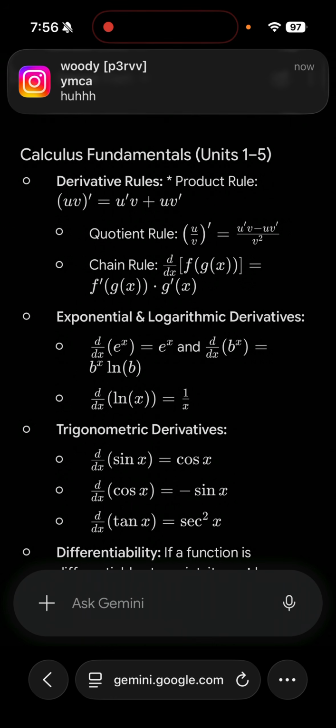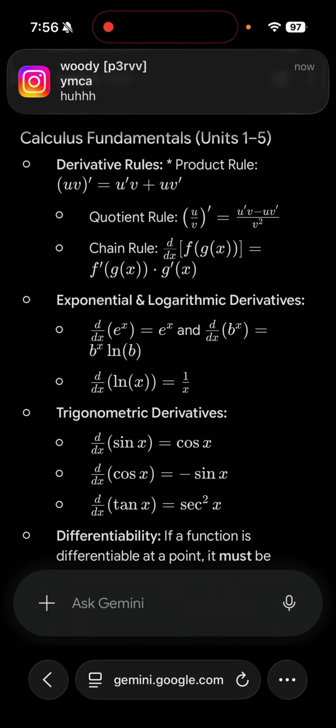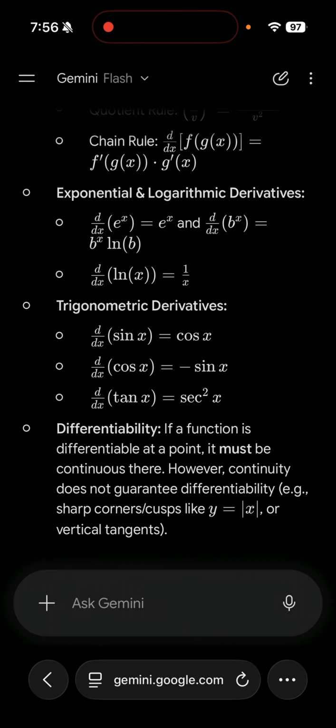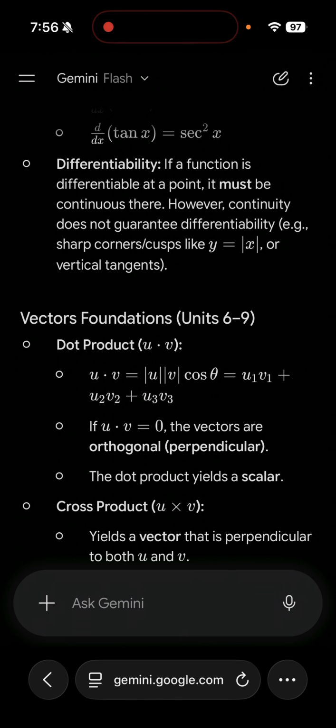Then exponential and logarithmic derivatives. The derivative of e to the power of x equals e to the x. The derivative of b to the power of x equals b to the x times ln b. And ln x turns into 1 over x when differentiated. Trigonometric derivatives: sin x turns into cos x, cos x turns into negative sin x, and tan x turns into sec squared x.